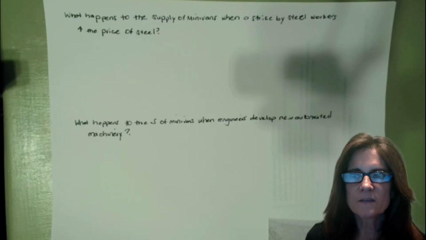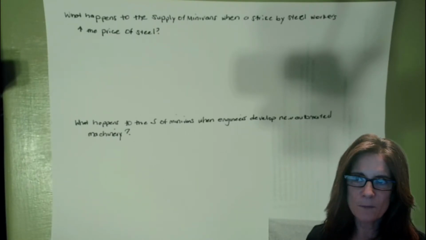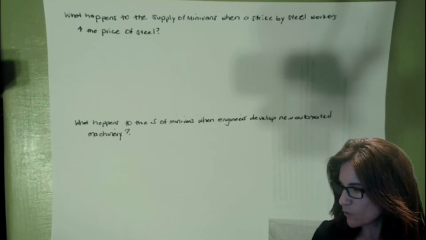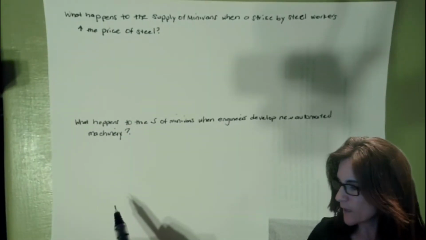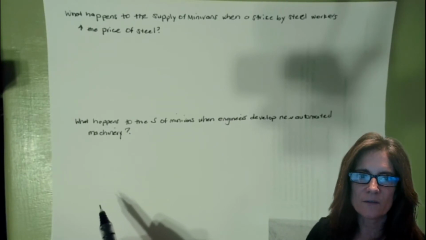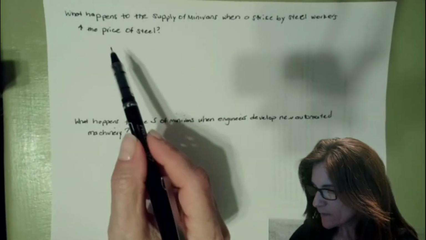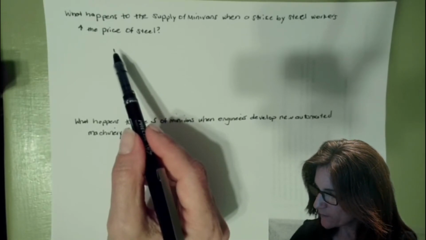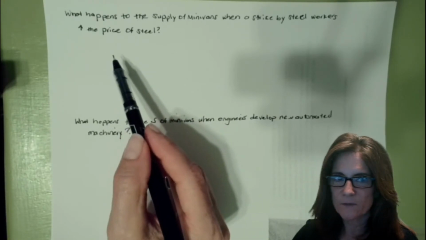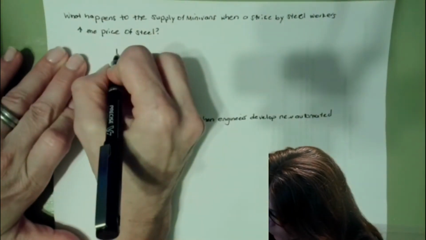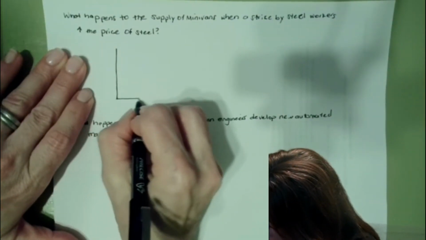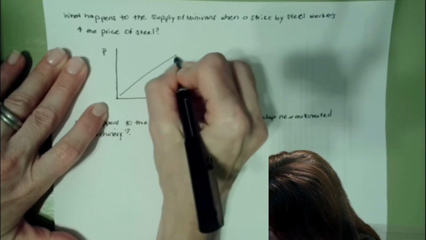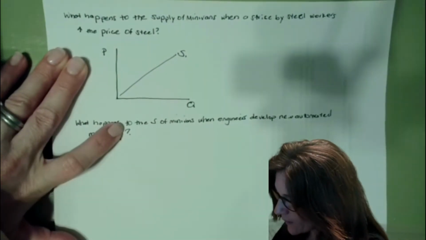But today I'd like to continue with question number 3 from the Problems and Applications section in Mankiw's textbook, and address 2 questions that we didn't get to yesterday and 2 questions that have to do with supply. Okay, so the first one is what happens to the supply of minivans when a strike by steel workers increases the price of steel. So we're just looking at the impact of this on supply. So I will just include the upward supply curve in my graph.